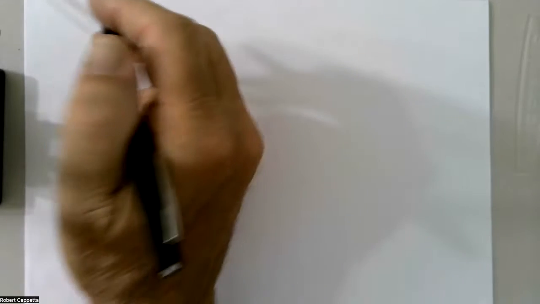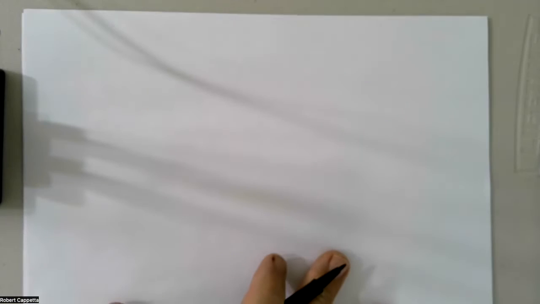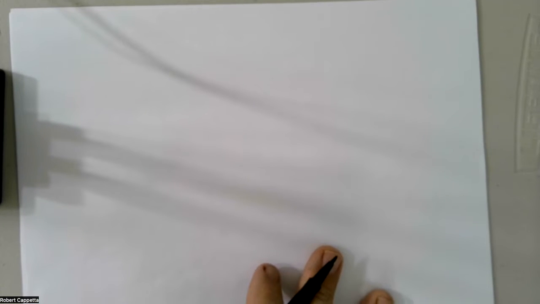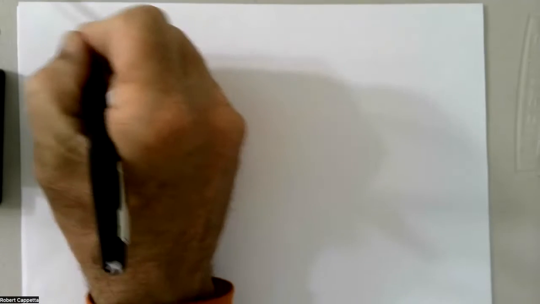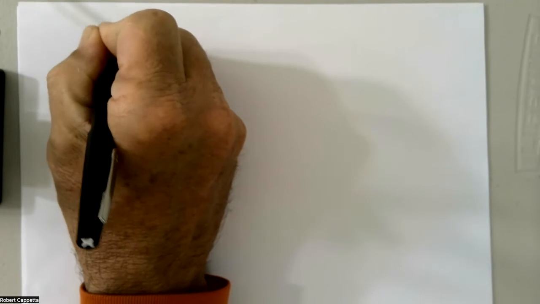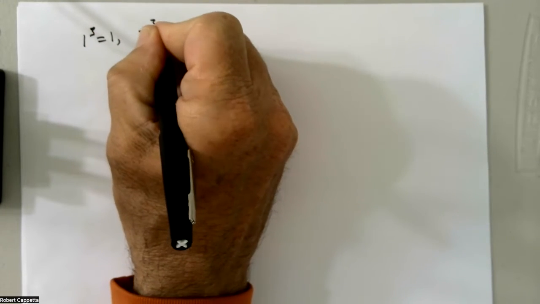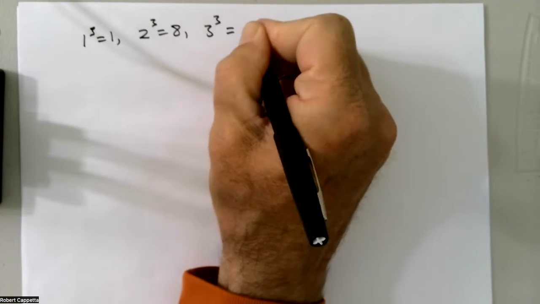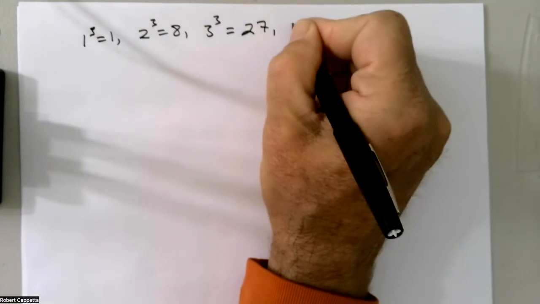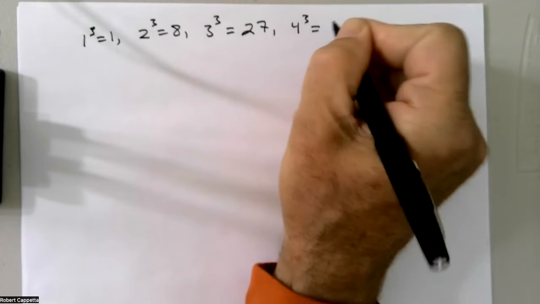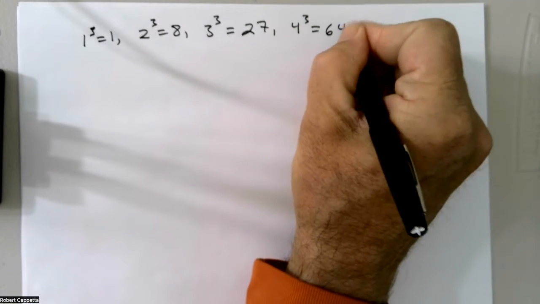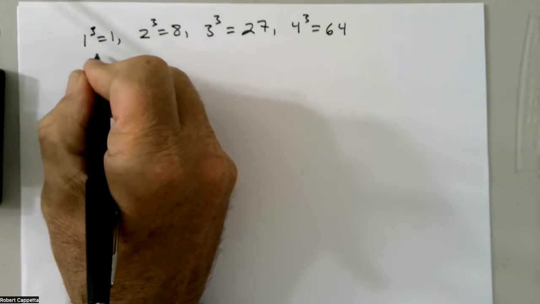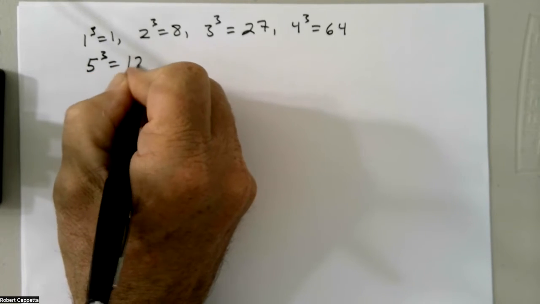In this lesson, we're going to look at factoring sums and differences of two perfect cubes. Let's remind ourselves of various perfect cubes. 1 to the third power is 1. 2 to the third power is 8. 3 to the third power, 3 times 3 times 3, is 27. 4 to the third power, 4 times 4 times 4, is 64. 5 to the third power, 5 times 5 times 5, is 125, etc.